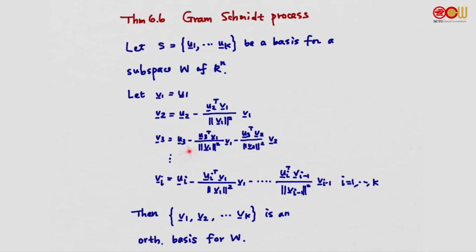V3 is U3 minus the orthogonal projection of U3 on V1 and the orthogonal projection of U3 on V2, and all the way to Vi, it's Ui minus the orthogonal projection of Ui on V1 all the way to the orthogonal projection of Ui on Vi minus 1, for i goes from 1 to k. Then these V vectors will form an orthogonal basis for W.